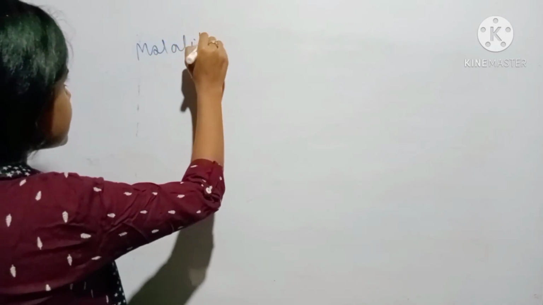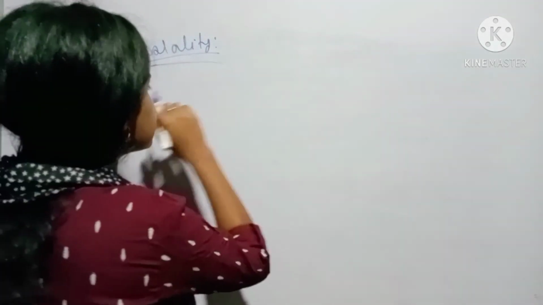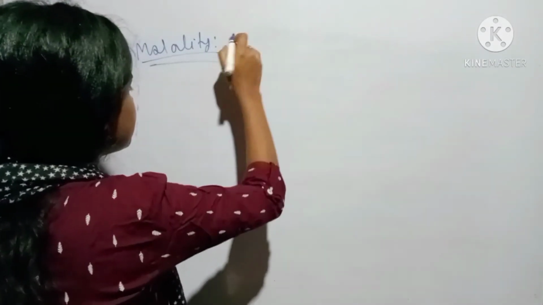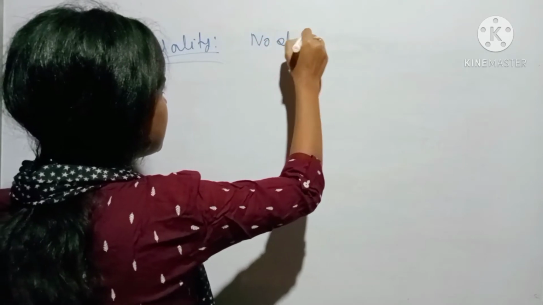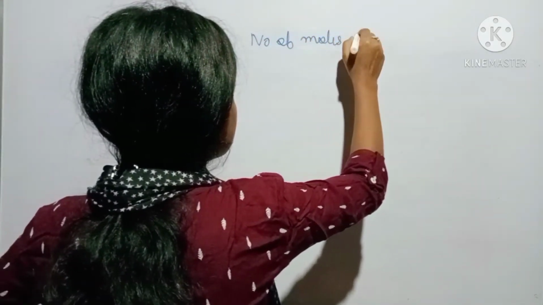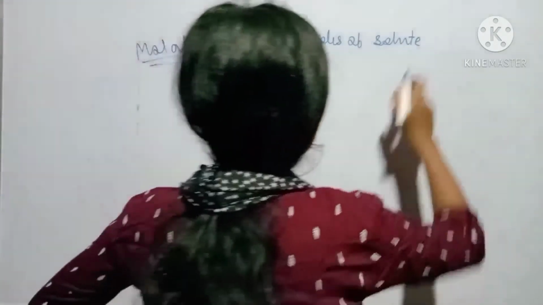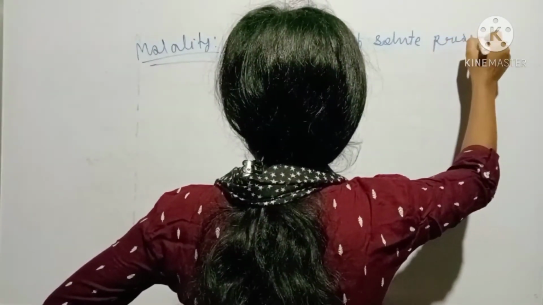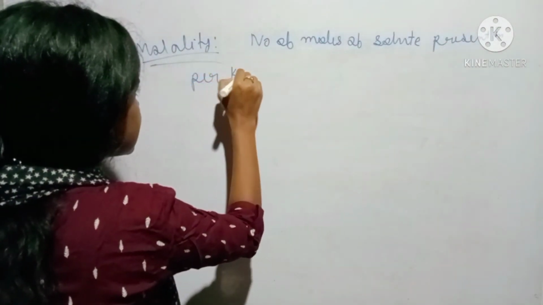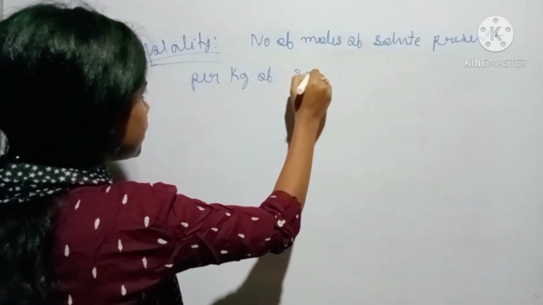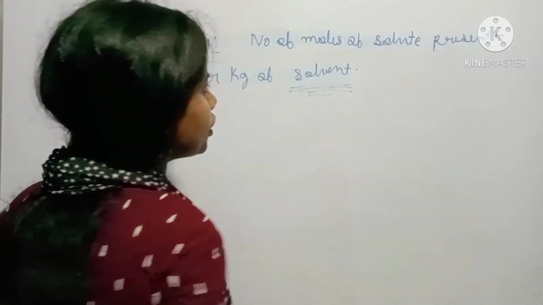Molality is similar to molarity. I am going to write the definition of it: it's the number of moles of solute present per kg of solvent. Must remember that it's solvent, it's not solution.